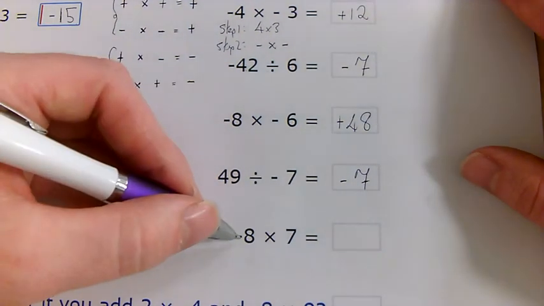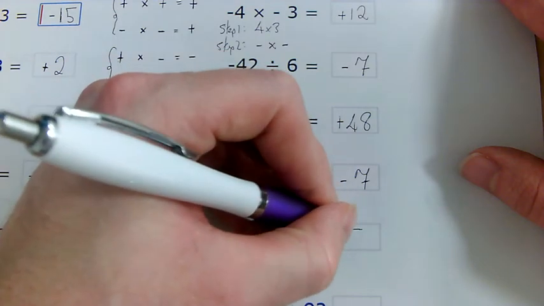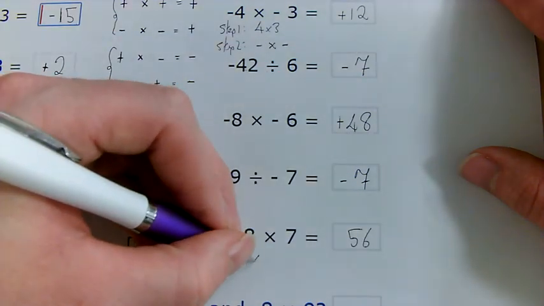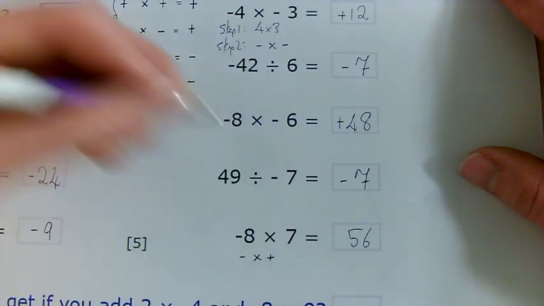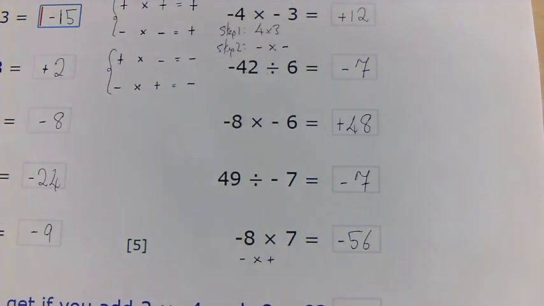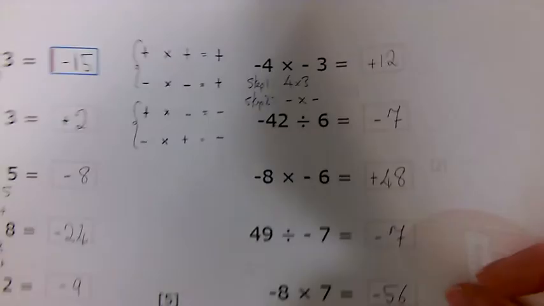And finally we have minus 8 multiplied by 7, so 8 times 7 is 56. And now I look at the signs, so it's minus, or a negative I should say, multiplied by a positive, which is a negative answer. Hopefully you all understand that now. There is one final question we can look at here.